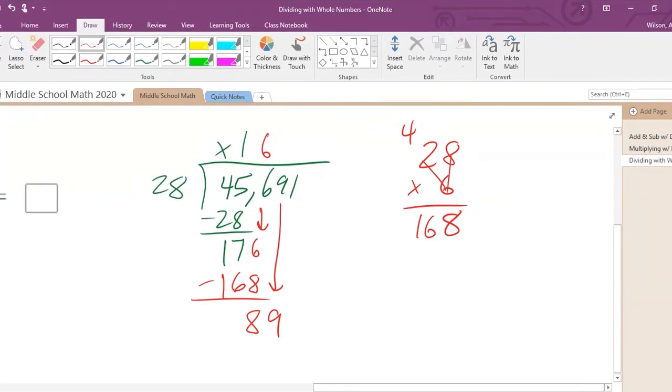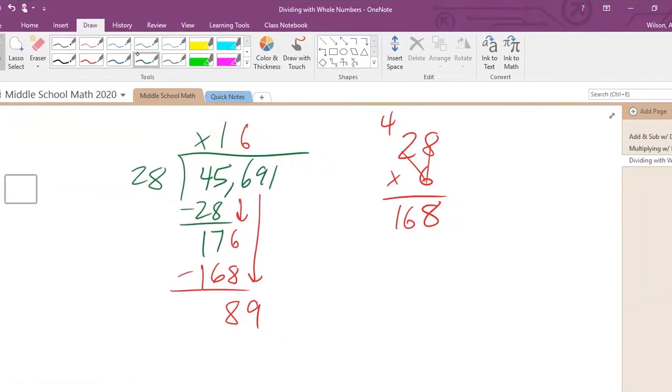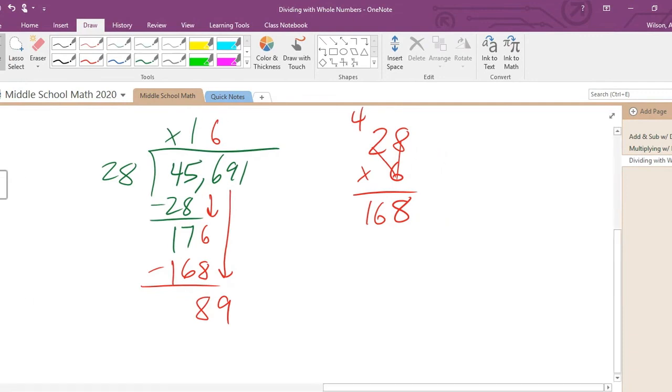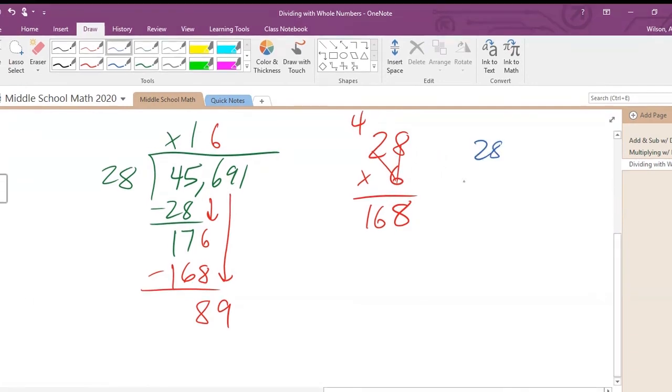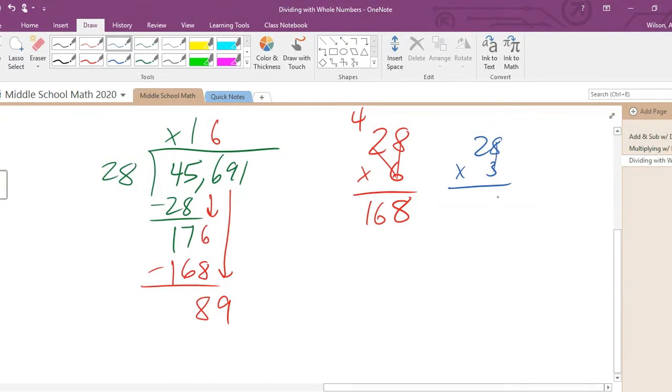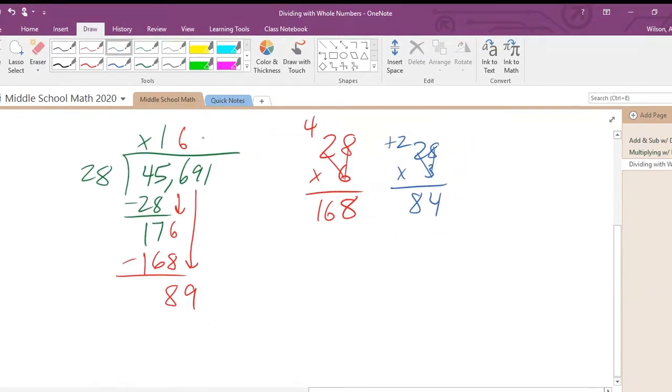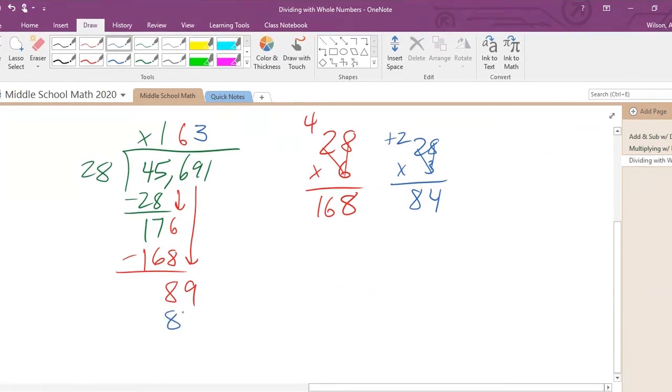Bring down the 9. I'm betting 28 goes into 89 3 times. Do our math over here. 8 times 3 is 24. 2 times 3 is 6, plus the 2 makes 8. There it is. So that went in 3 times. And 3 times 28 was 84. 89 minus 84 is 5.